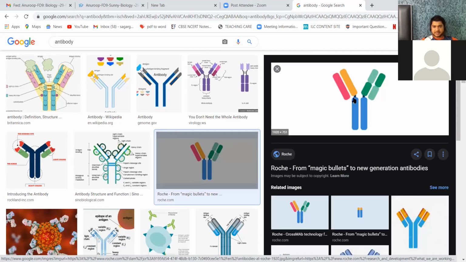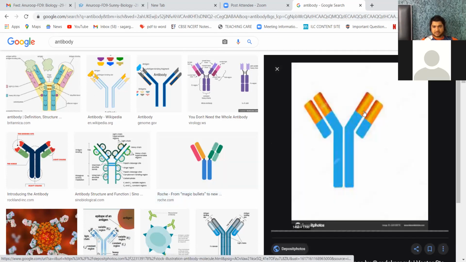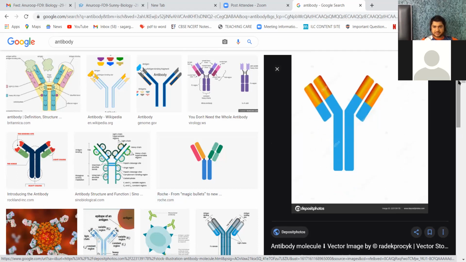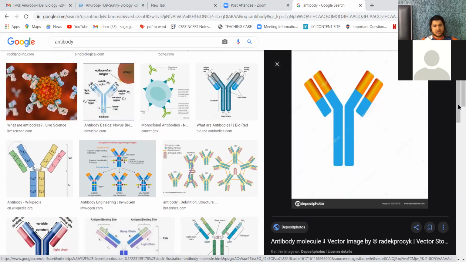These are the complete heavier ones. This is the lighter one, because two chains are small and one chain is completely long. Something like that. There are so many structures of the antibody. Antibody is very, very small. That's why it's shown in different colors and different shapes. But all are in the Y shape. You can see that.